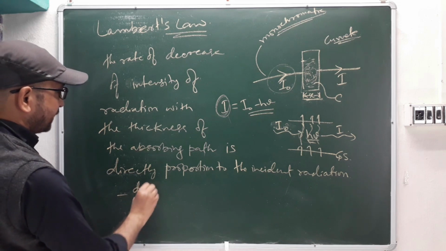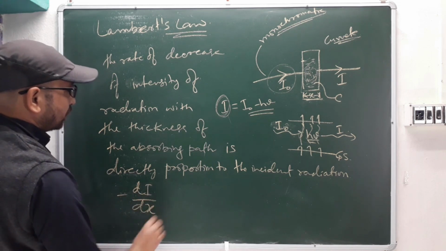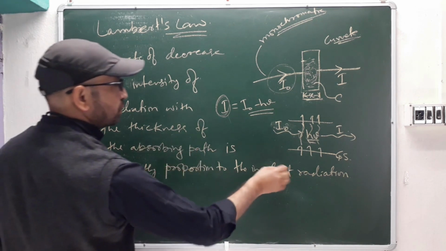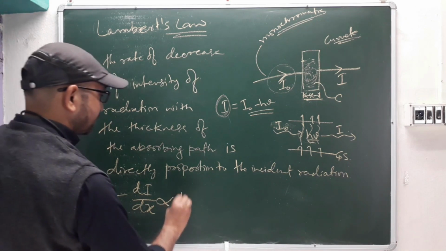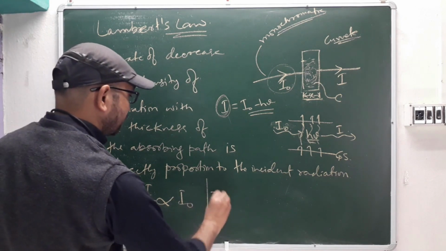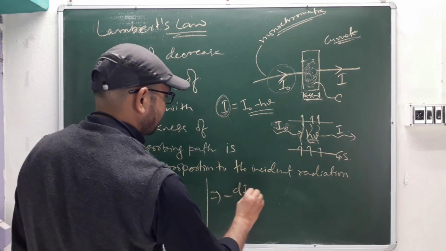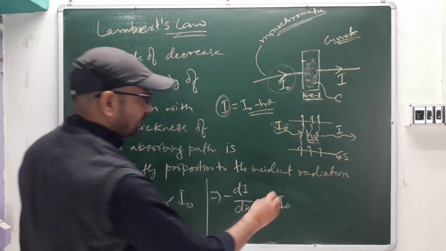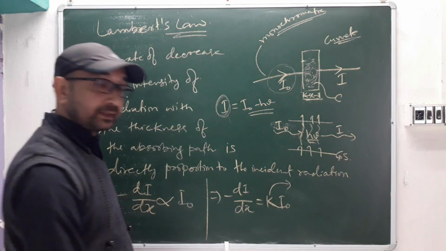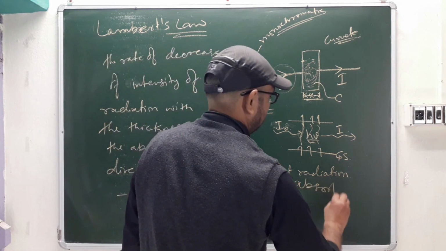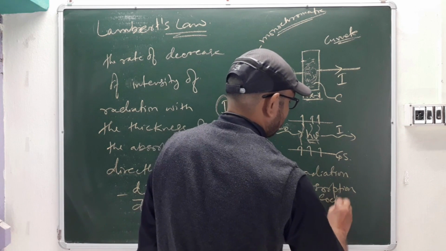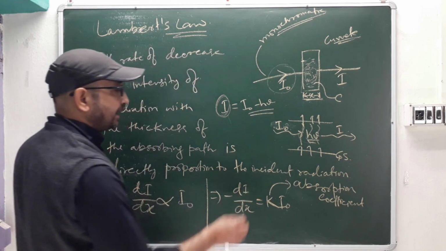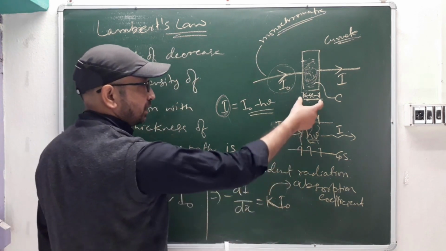So minus dI by dx is directly proportional to the thickness of the absorbing path, and directly proportional to the intensity of incident radiation, right? So we can write I0. We have to break this proportionality, just convert it to K, and then here it will be I0. So what is this K? This is the proportionality constant, or we can say the absorption coefficient. I0 is the incident radiation, I is the transmitted radiation, and x is the path length, correct.